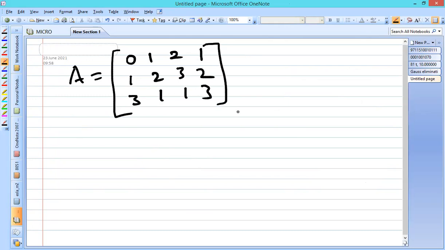So the matrix given is of the order 3 cross 4. So what should be the rank? It should be less than or equal to how much? The rank of this given matrix should be equal to how much?